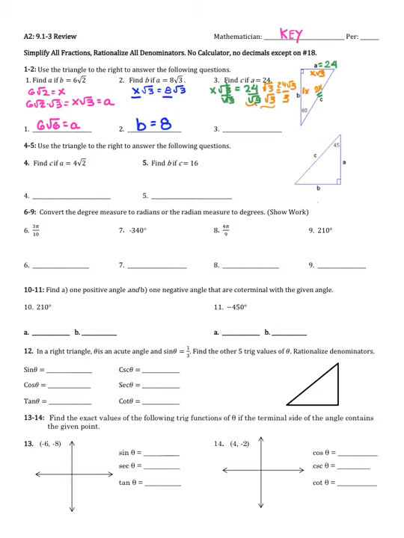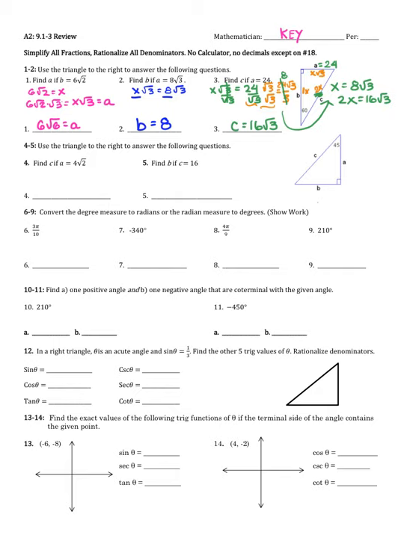3 goes into 24 8 times. So x is 8 rad 3, but we want 2x. That means 2x is 16 rad 3. You don't do anything to the radical, you only multiply the coefficient in front. So C is going to be 16 rad 3. That's how I would do the 30, 60, 90.